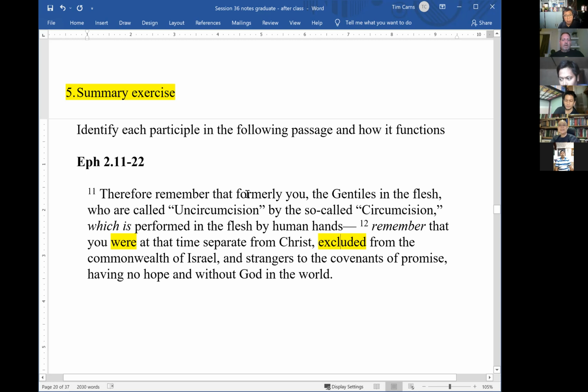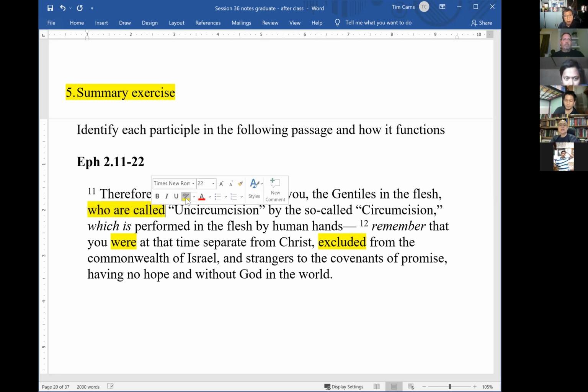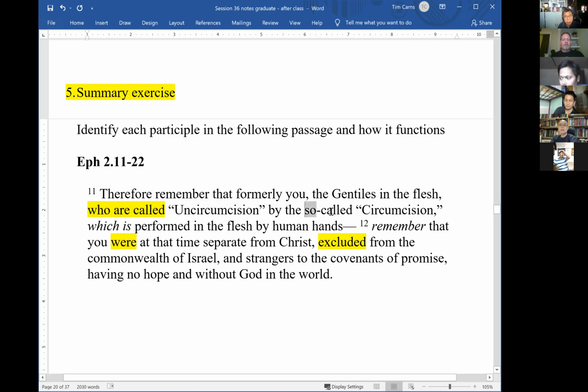For example, "who are called." That was a participle functioning like a noun. Literally, the ones being called. The "so-called," another participle functioning like a noun. Then we have "excluded," a periphrastic, so it's functioning like a regular verb. We have another periphrastic. "We're having no hope." "Having" is in the present.